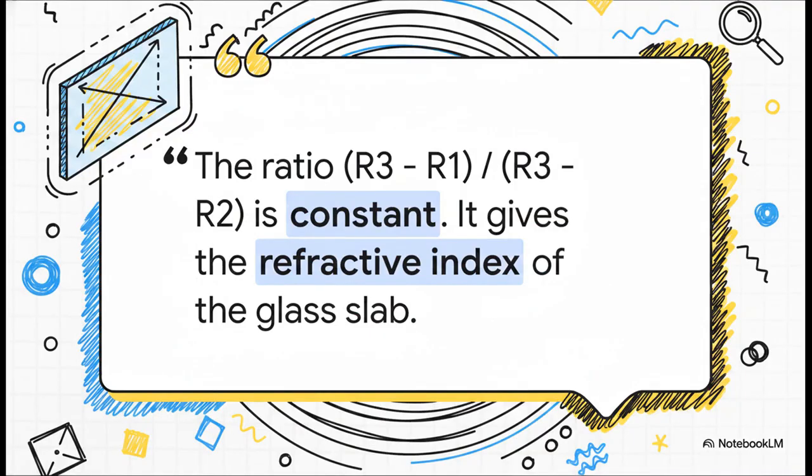And that's really the big takeaway here. This is not a coincidence. This specific ratio of our measurements is always going to be a constant for a given material because it reveals something fundamental about it. It's such a beautifully simple way to put a number on how that material bends light.